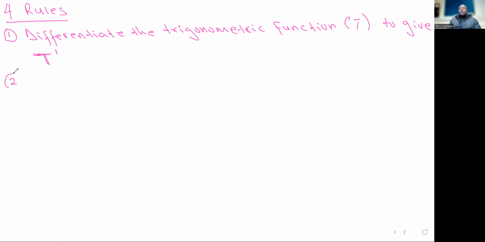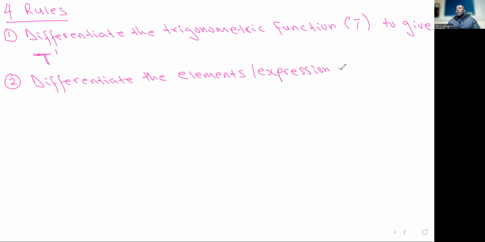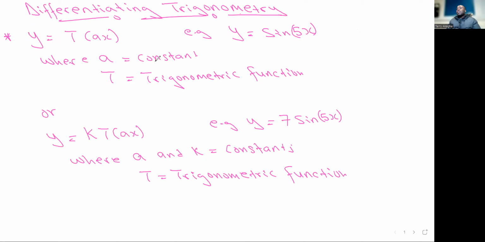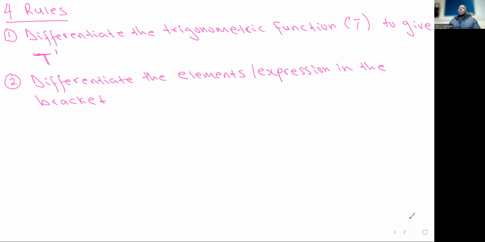Then after you've differentiated that, the next thing is that you have to differentiate the elements or the expressions. You can call it the elements; some people call it the expressions, in the brackets. So anything that you find in the brackets, like in this case, what we have in the bracket here is ax. Anything you find in the brackets, you differentiate it.